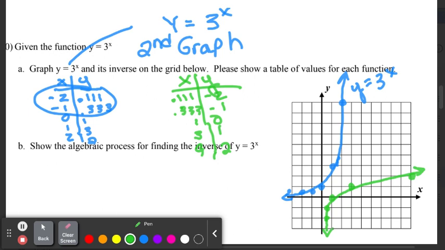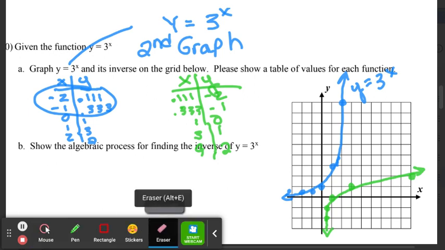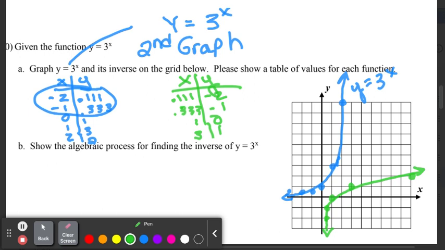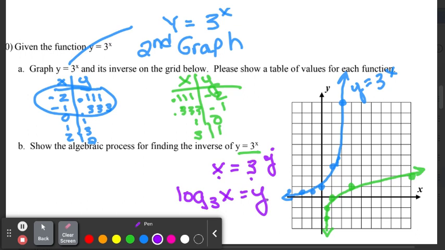And then now to label this, you don't write, hey, inverse of y equals 3 to the x. We have to get an equation for that, and that's part B. So show the algebraic process for finding the inverse of y equals 3 to the x. Let's do purple. So first thing we have to do is flip x and y. X equals 3 to the y. Then to get y by itself, you have to put it in logarithmic form. Remember, 3 is the base, y is the exponent, x is the number. Log base number equals exponent. That's all you have to do. Flip the x and y and put it in log form.